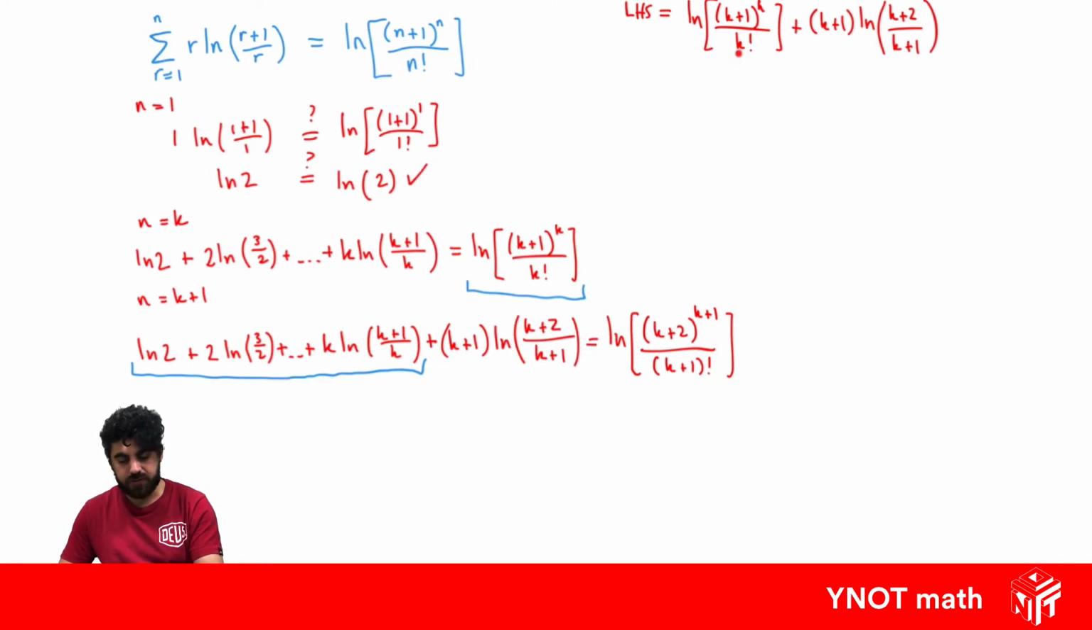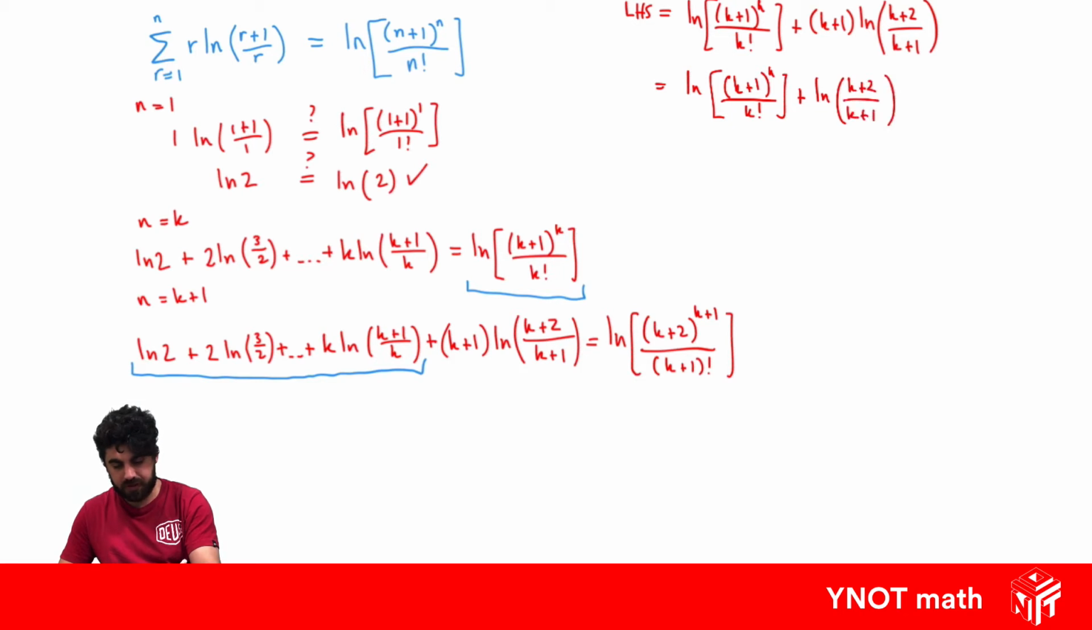Now we have two log terms that we need to bring together, because on the right-hand side we just have one log term. So before we bring them together, we need to bring this factor out the front up into the power using our log laws. So we're going to get ln of (k plus 1) to the k over k factorial plus the ln of (k plus 2 over k plus 1) to the power of (k plus 1).